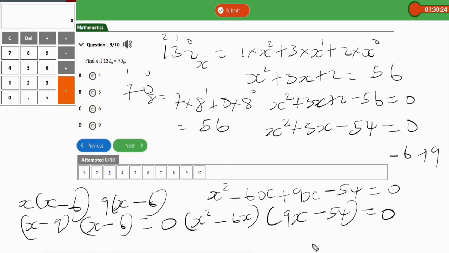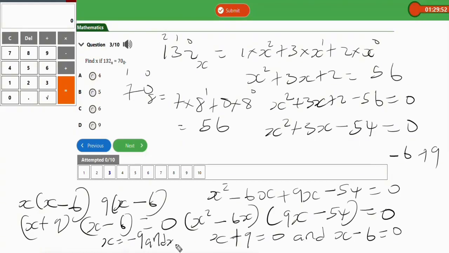So we're looking for the value of x. This will now be x plus 9 equals 0 and x minus 6 equals 0. So when you make x the subject of the formula in each factor, this plus 9 will cross the equality sign and change to negative 9. So x equals negative 9, and x equals, when this minus 6 crosses over the equality sign, it changes to plus 6. So x equals 6.